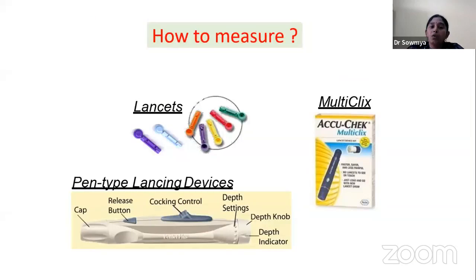So finally, how to measure? There are various types of lancets. There is a pen type of lancing device. This is an AccuCheck multi-clicks. Each has 6 to 10 lancets inside. All these lancets are used for pricking the patient.